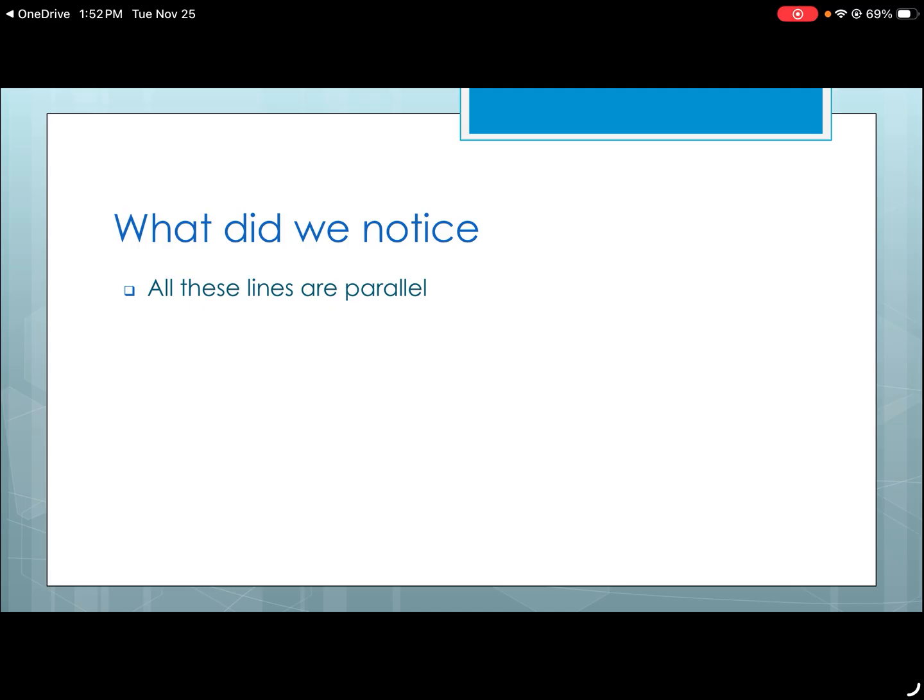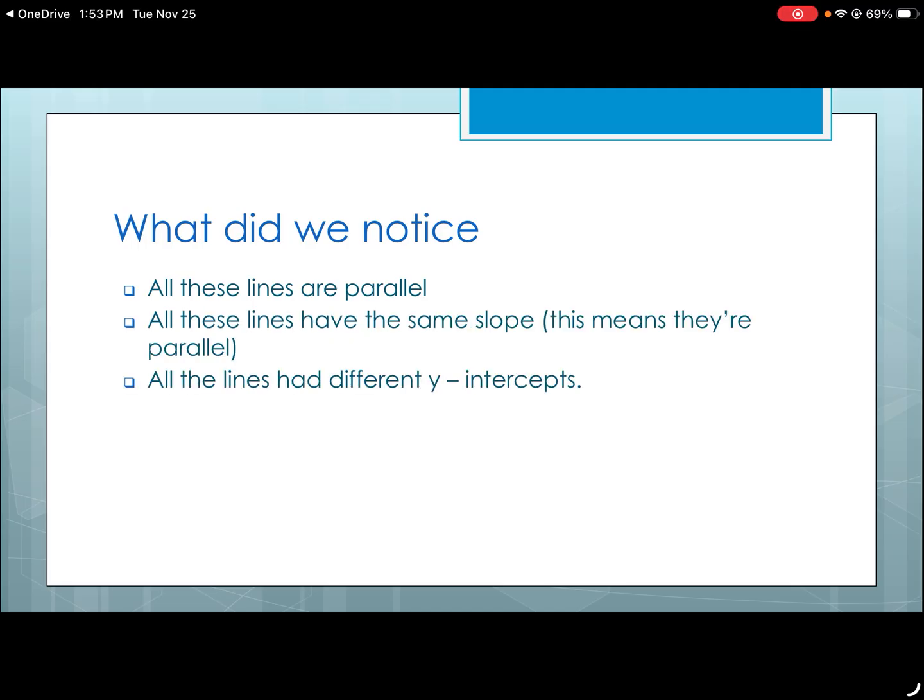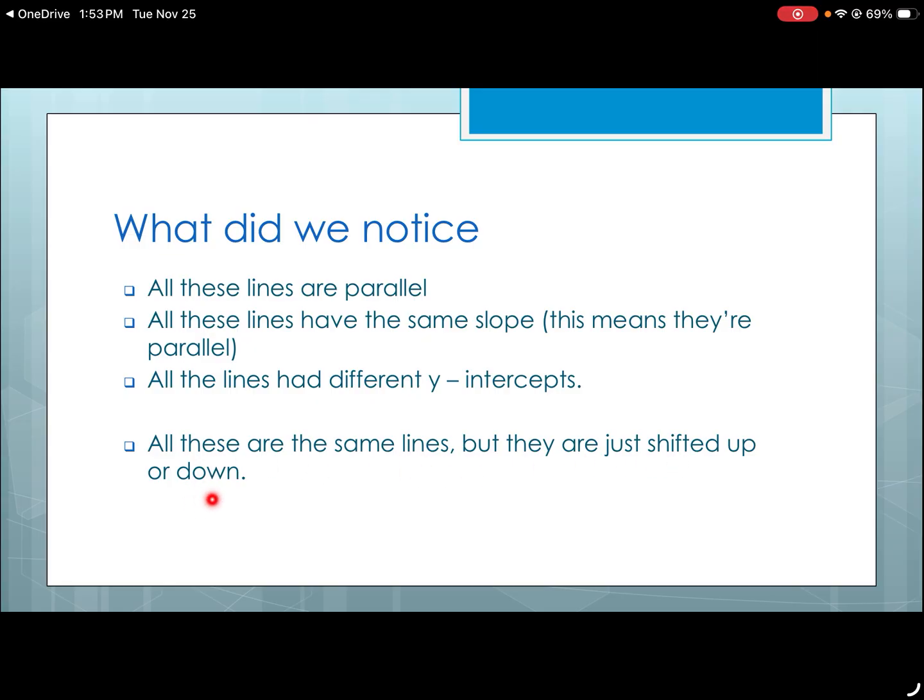So as we said, all these lines are parallel. They all have the same slope, right? All the lines have different y-intercepts. All these are the same lines, but they've just been shifted up or down. They have been translated.